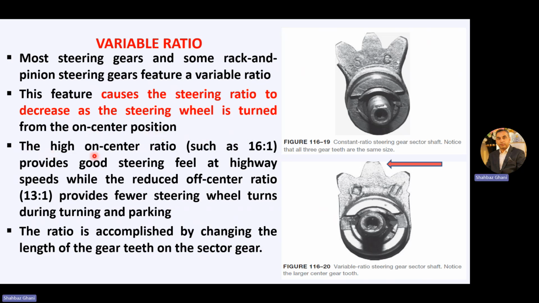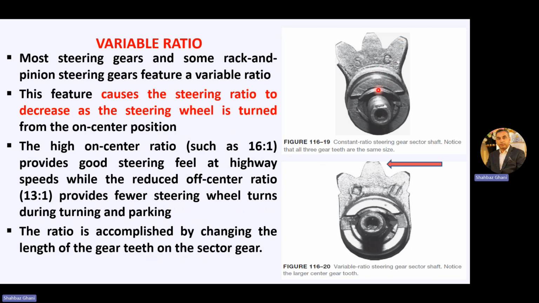A higher on-center ratio, such as 16:1, provides good steering feel at highway speeds, while the reduced off-center ratio, 13:1, provides fewer steering wheel turns during turning and parking. The ratio is accomplished by changing the length of the gear teeth on the sector gear.